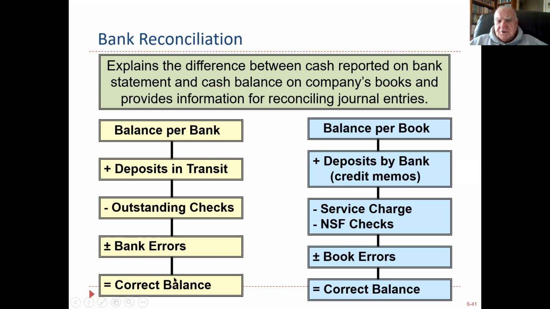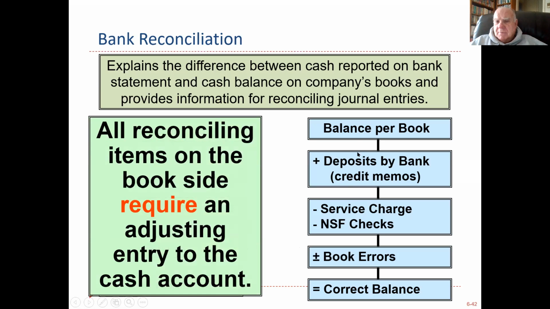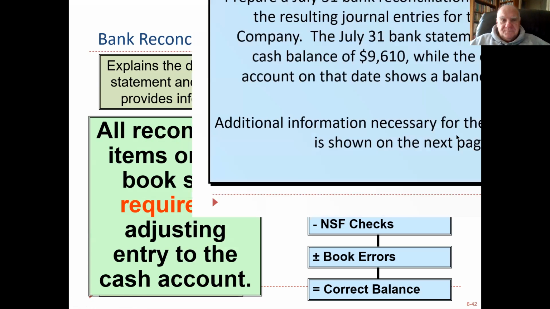But we're doing the same thing on our side now, except we're looking at the bank statement. Uh-oh, the bank had a deposit we didn't know about, perhaps a direct deposit or a wire transfer. They charged us for printing. They charged us a service fee for some reason. Maybe it's a monthly fee. An NSF check, a non-sufficient funds check. Some customer had the nerve to send us a check when they had no money in their account. And we didn't know that until we got the bank statement. And then book errors. Yes, we can make errors. The bank is infallible, as far as I know.